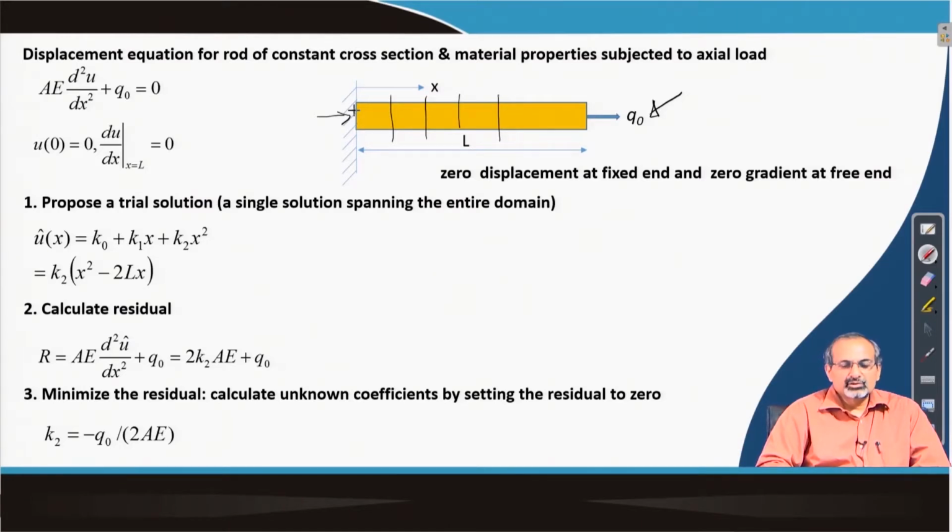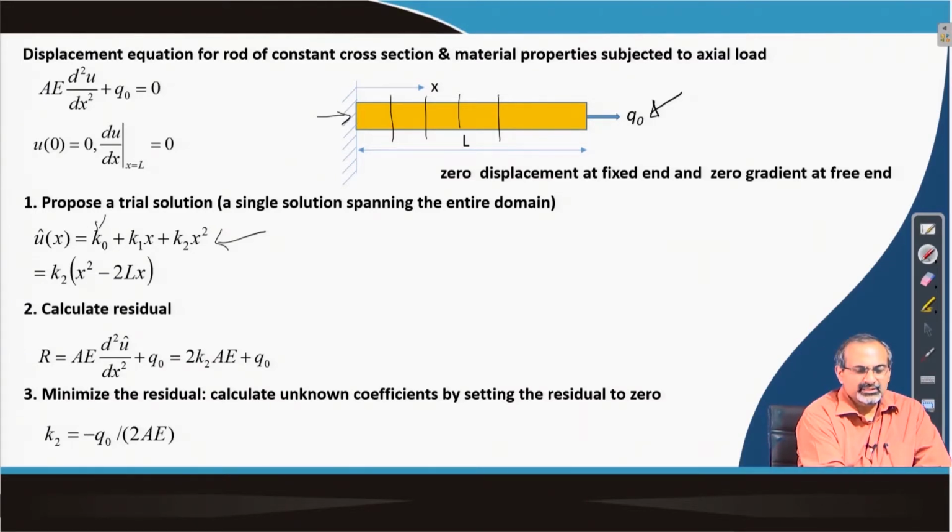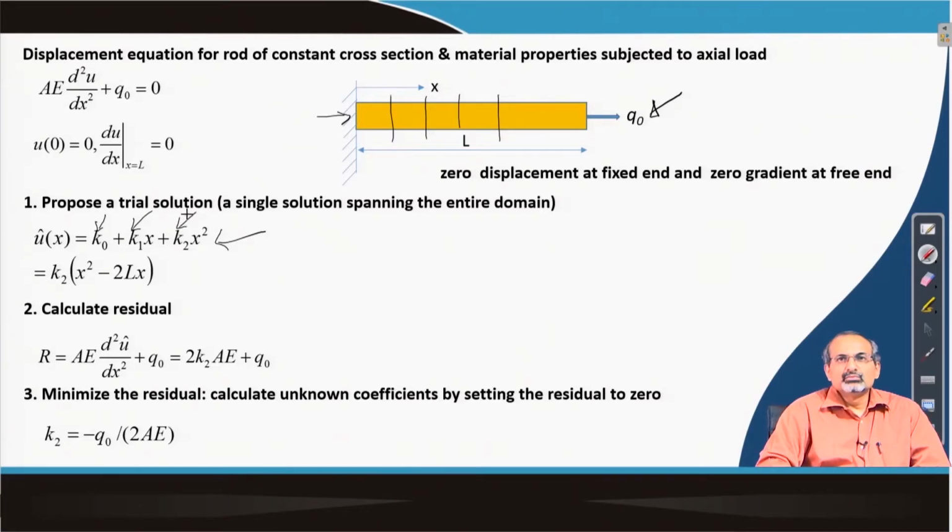Now, we propose a trial solution in the form of a polynomial, and remember that it is a single solution that we are proposing which spans the entire domain. So, this trial solution should be valid for the entire domain spanning from x equal to 0 to x equal to L. Now, you can see these unknown coefficients k naught, k 1, k 2 and so on, and you need to calculate those unknown coefficients based on the boundary conditions which are provided, and also based on minimization of the residual.